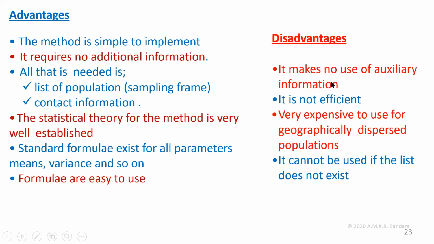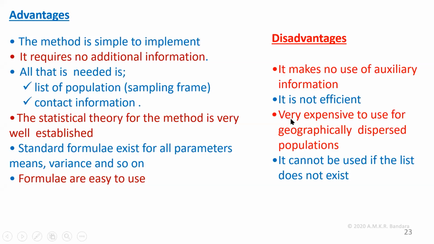Disadvantage: it may make no use of auxiliary information. For example, for height, gender is an auxiliary variable. That information is not used. Then it is not efficient, if some other characteristic has an effect on our variable of interest, like gender affecting height.